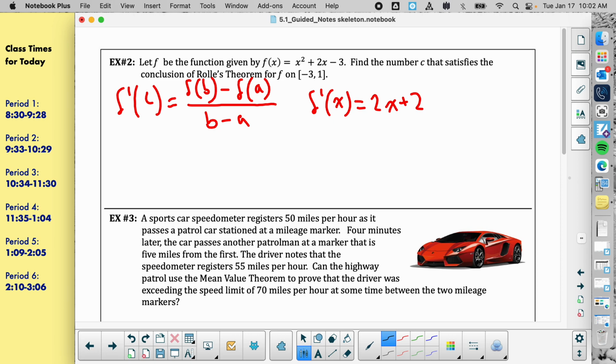Do you want some assistance? Yeah. Okay, so you just found f prime of x. This formula says f prime of c. So what is going to be f prime of c? The left-hand side of this formula calls for f prime, but it says to use a c instead of an x. So write this same answer you just found, but write it with a c underneath the formula.